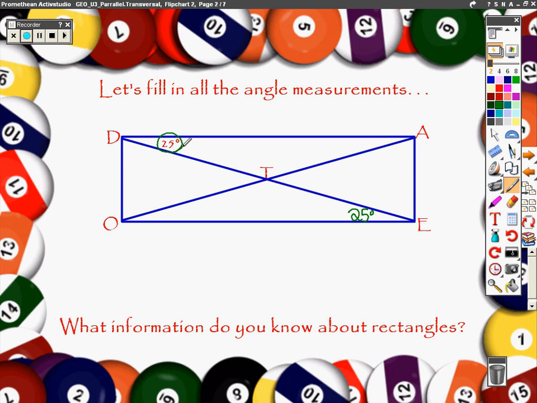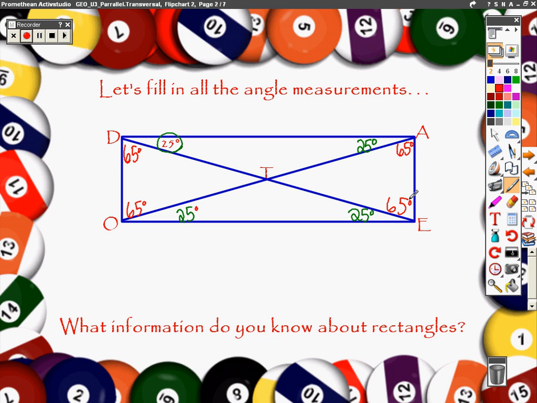I know if this angle, we're going to go back to the original, if this angle is 25, then this angle over here is 25. I know that if this angle over here is 25, this angle over here is 25. I can also look at the other angles: 65 degrees, 65 degrees, 65 degrees, and 65 degrees.